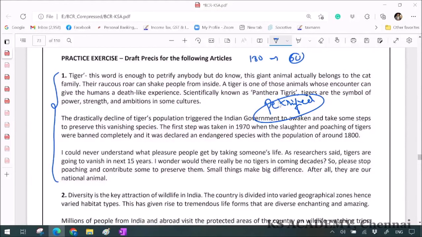And you can simply say, towards what? As stopping poaching and obey the government rules. But what are they talking about here? Instead of obeying the government rules, here they are saying they are working towards preservation. They are preserving this vanishing species. Take some steps to preserve. So this you should write. So how will you write that? Small steps such as, you have written what? Small steps such as stopping poaching and working towards their preservation.